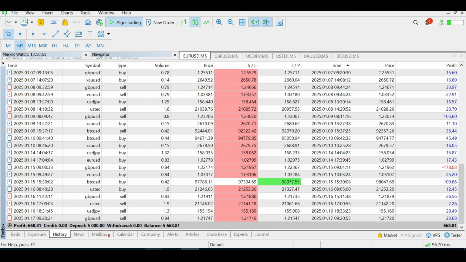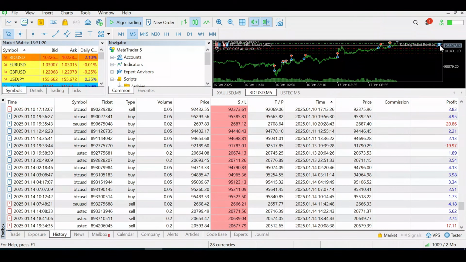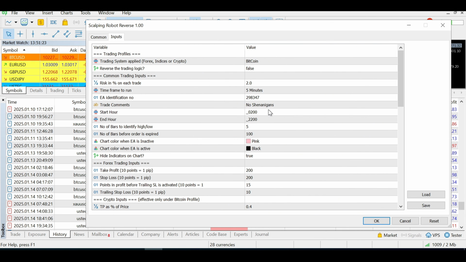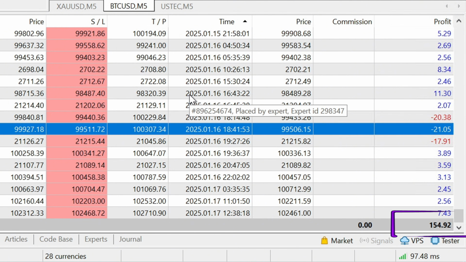On another account that I set up only for Bitcoin, Gold and Nasdaq as a trial. Now here, one of the key settings which is different than the other account is how many number of bars are used to determine the highs and low. So on the previous account that we saw, it was 100 bars, and here we're using only 5. And overall, we have 15% return in the month, which is quite similar, but the number of trades taken are very different. And the behavior of the EA is also very different, which goes to show how one setting change can completely change the behavior of the EA.